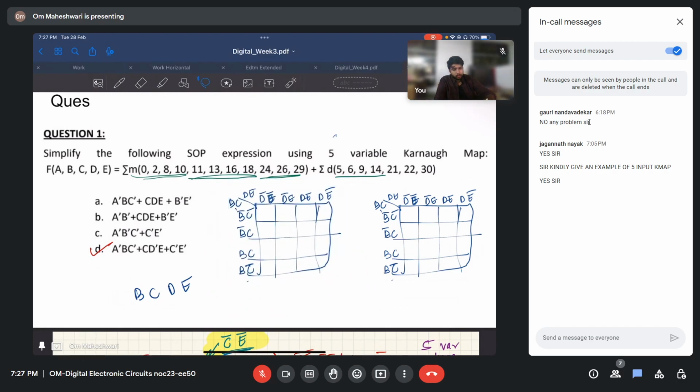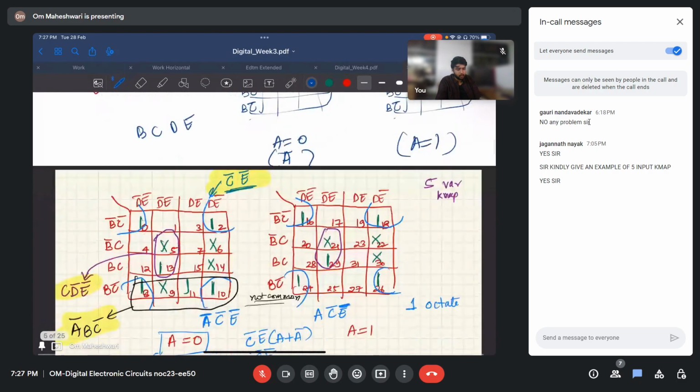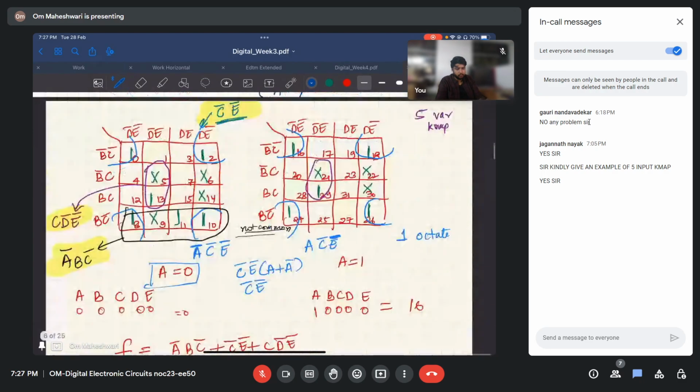Yeah. So one I take for when A is 0, that is the A bar case. One I take for when A is equal to 1. Okay, so this is what I have done. I have taken two K maps. So let me solve this question again.